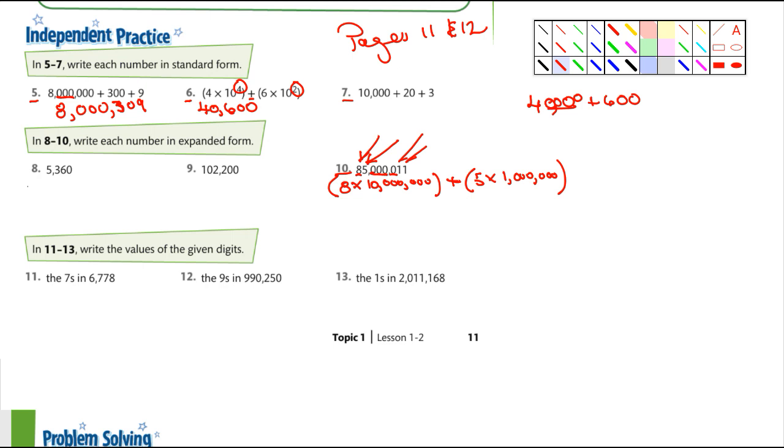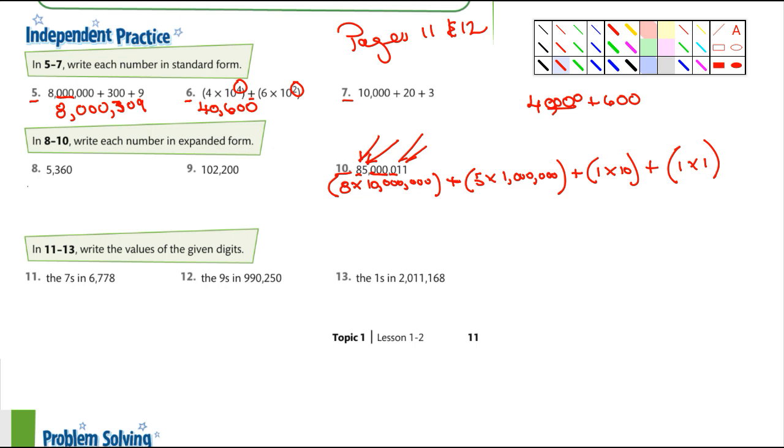Okay. That one's in the 10s place, so it's going to be plus 1 times what? 10, right? And then finally, the last digit is a 1, plus 1 times, not 10, but 1. So that's written in expanded form. So 10 was the hardest, I think, so you guys should be able to do 8 and 9 together, okay?